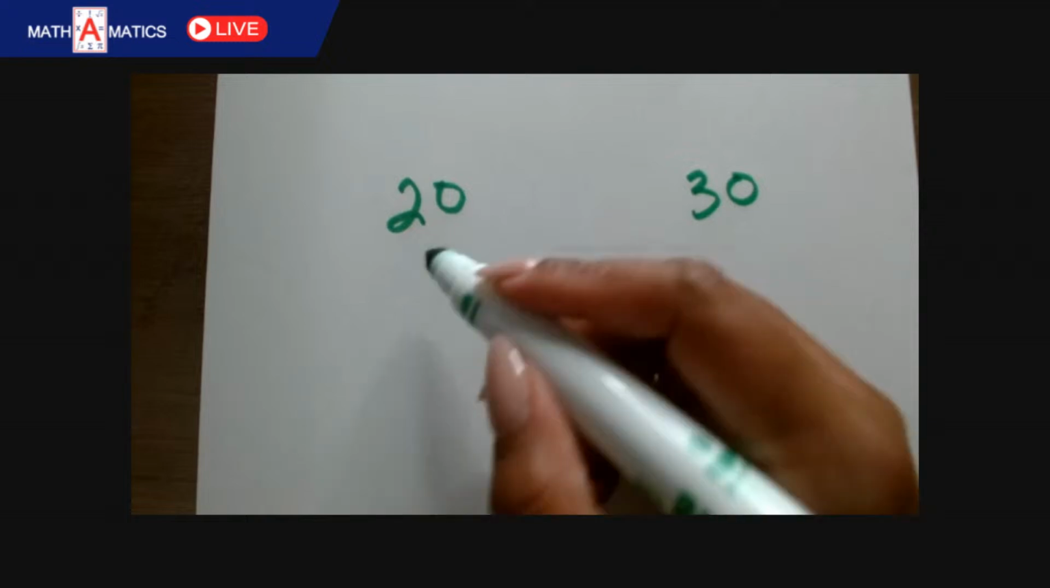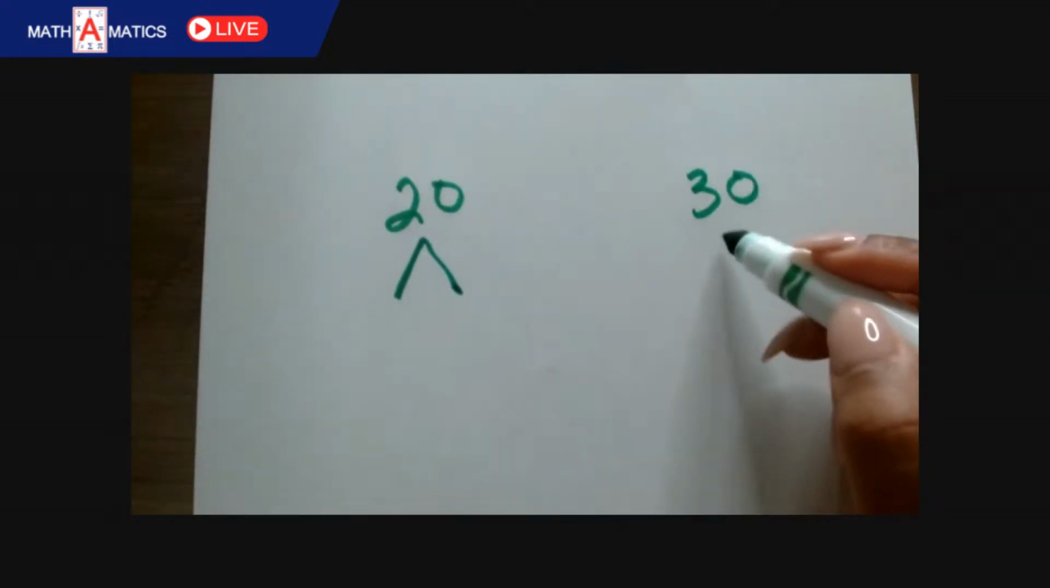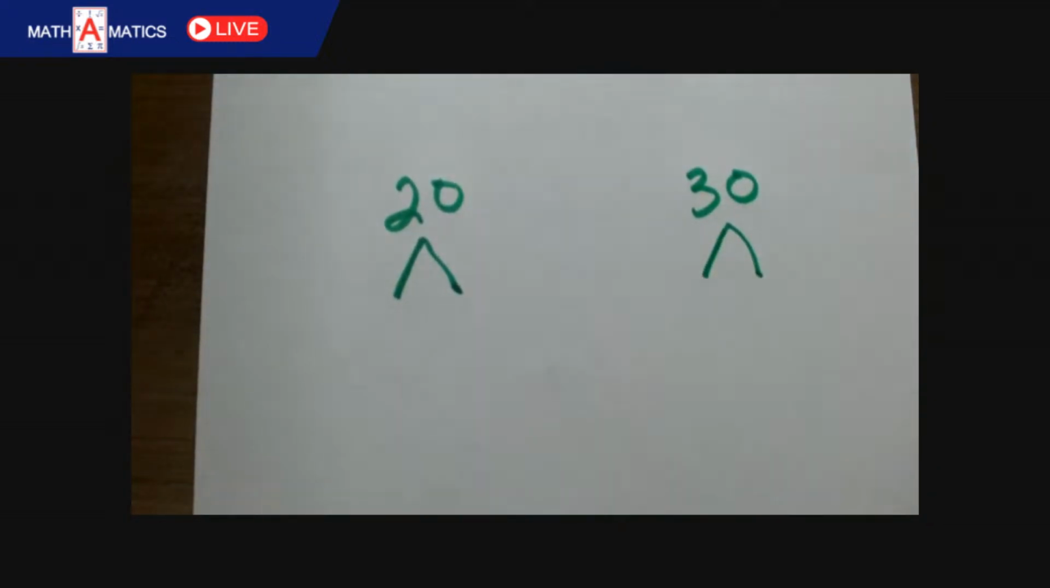And so we're looking for the greatest common factor. What that means is what is in common between these two numbers, and what is the greatest number that is in common between the two numbers. So first we're going to factor both of these numbers.